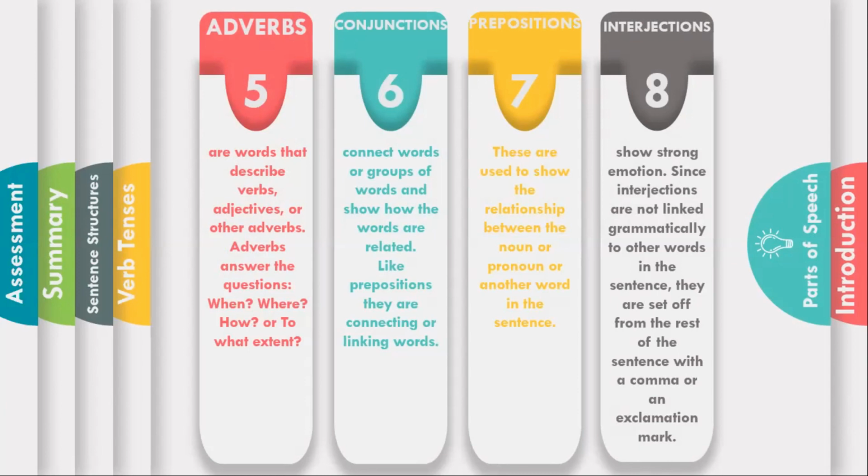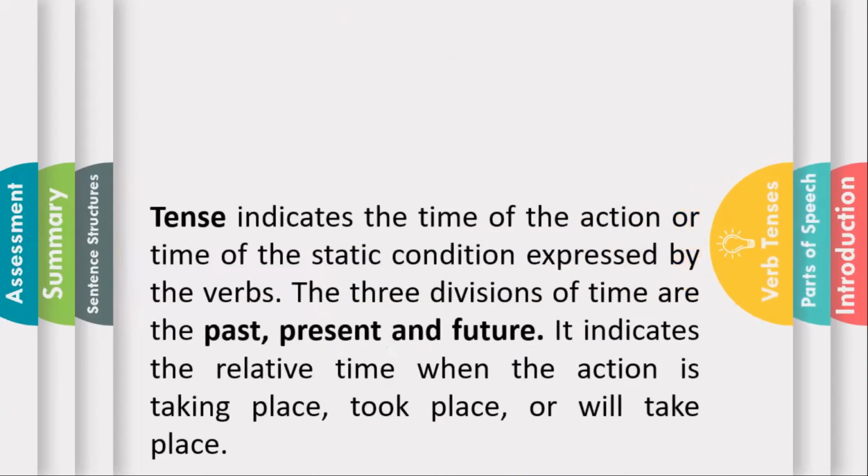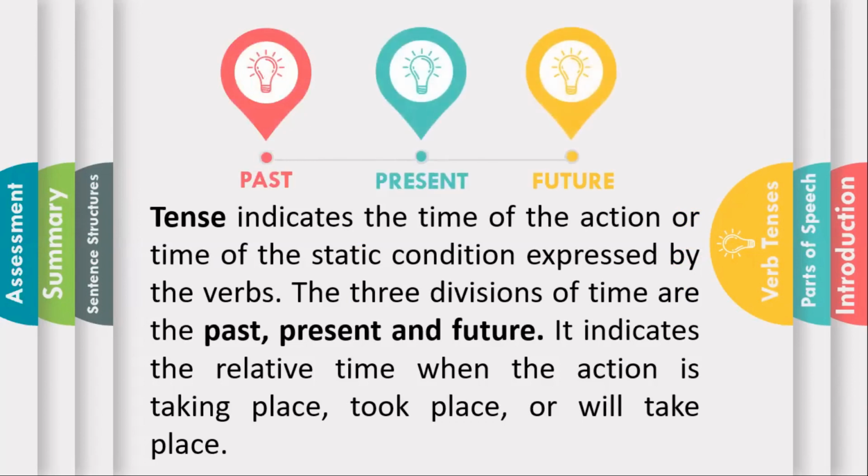Next, let's proceed with verb tenses. Tense indicates the time of the action or time of the static condition expressed by the verbs. The three divisions of time are the past, present, and future. It indicates the relative time when the action is taking place, took place, or will take place. It does not only tell us what is happening to the subject, but tells us when it is taking place.